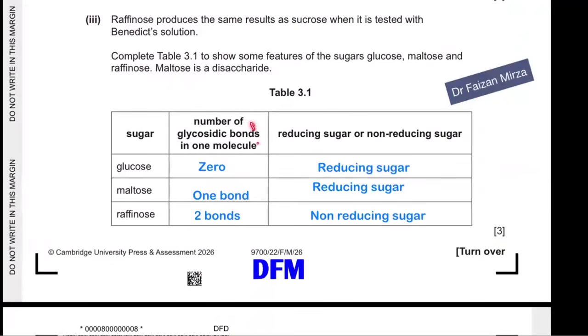Number of glycosidic bonds in one molecule, reducing sugar, not reducing sugar. So glucose has no glycosidic bond. We know that it's a reducing sugar. Maltose has one bond because it's made from two glucose units. It's a reducing sugar. Raffinose has two glycosidic bonds and it's a non-reducing sugar.